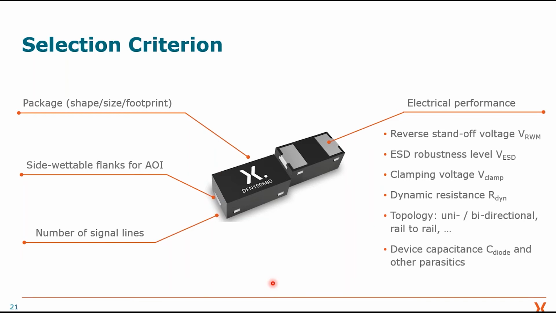So those are, let's say, the external factors. I have to consider also the number of signal lines I want to protect. And if those questions are answered, this brings us then to the electrical performance. And there we have a lot of parameters that give us an indication which ESD protection is right for the application. And then on the following slides, we will explain them a little further.